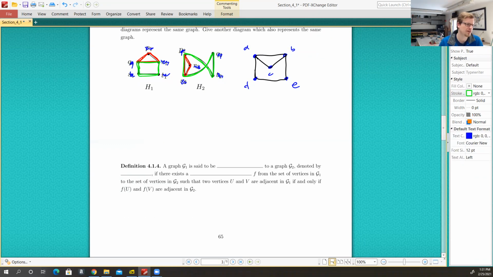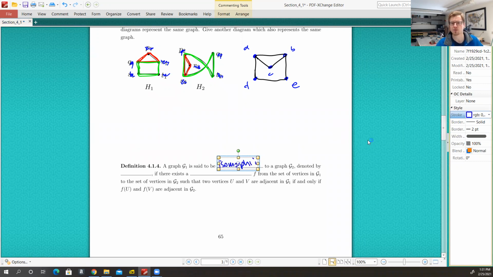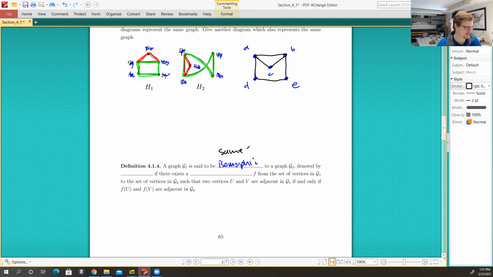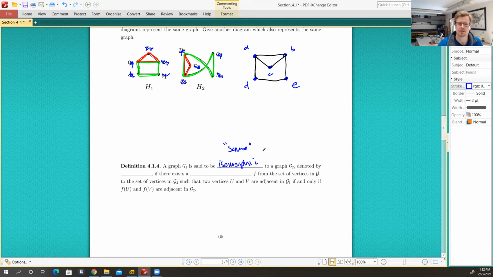So what does it mean to be the same for graphs? Well, a graph G1 is said to be isomorphic. Isomorphic is the idea of equality when it comes to graphs. They're isomorphic, they're the same. They are said to be isomorphic, denoted by graph 1 and graph 2. We usually want to say equal to, but since we're not actually working with equality, we don't want to confuse our symbols here. We use an equal sign with a tilde above it. So this symbol represents isomorphism.